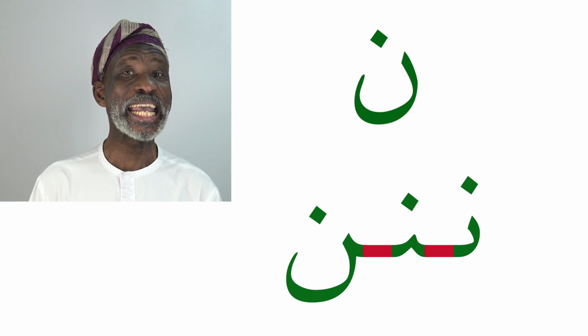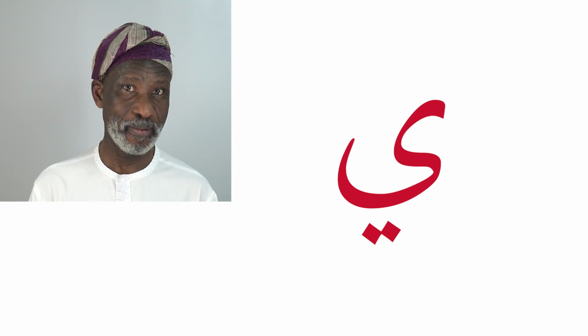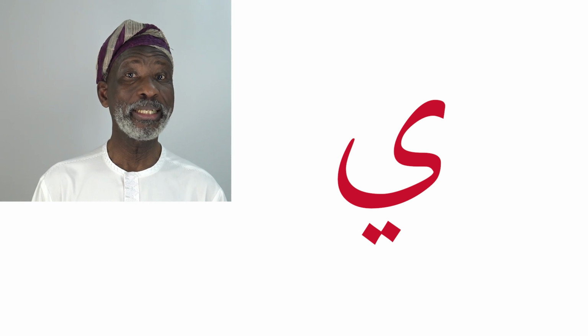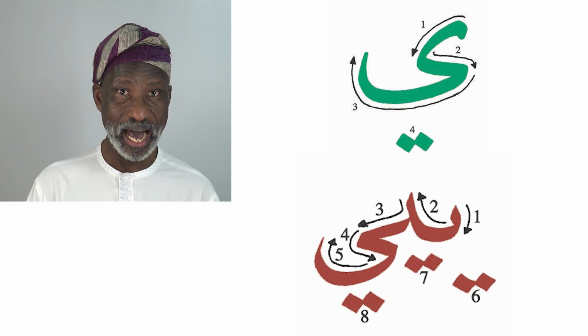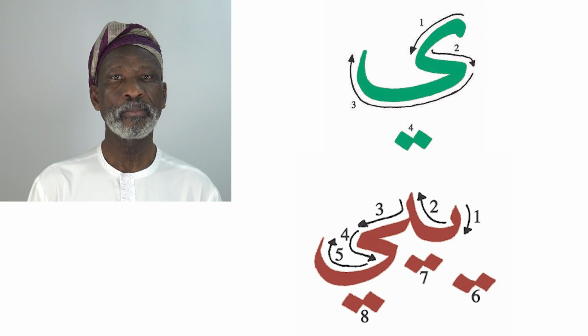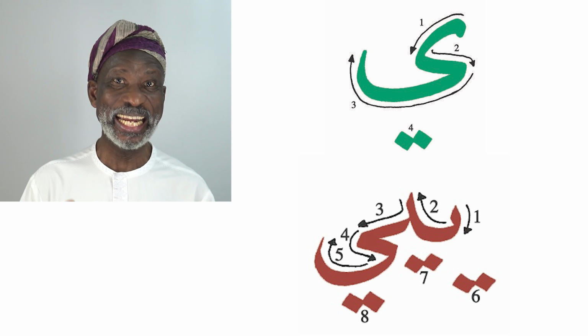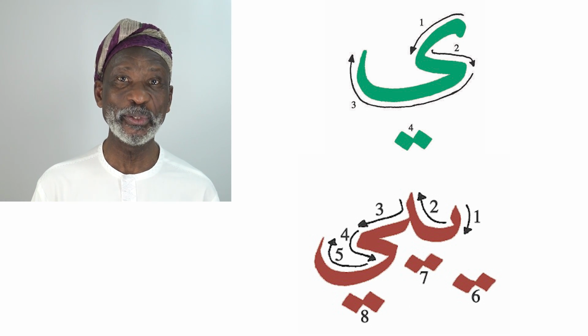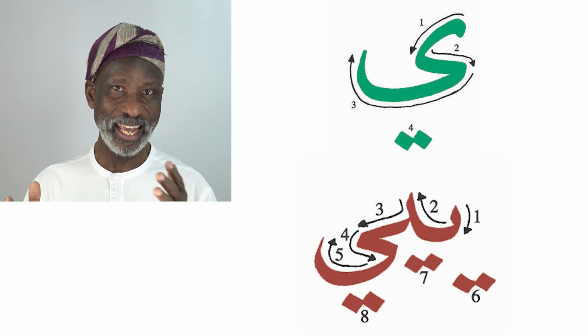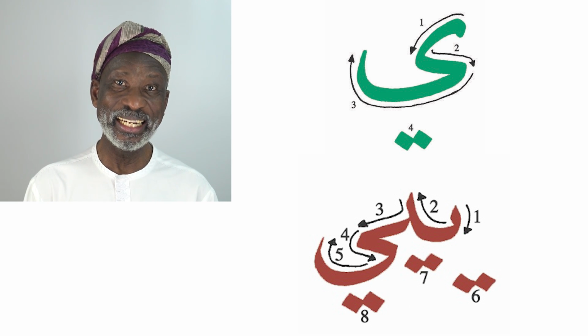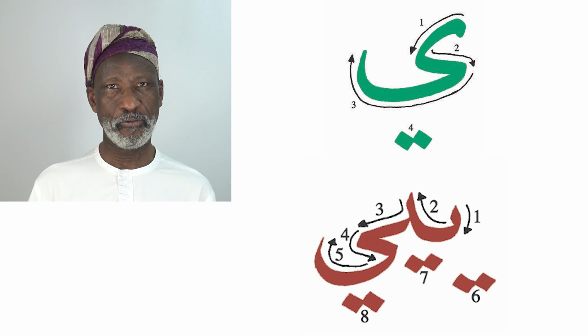is letter Ya. Ya, you may remember, is the last letter in the alphabet. Ya, it's carrying 2 dots below. So this is letter Ya in isolated form and letter Ya joined. Again, watch me demonstrating for you how to write letter Ya in isolated form and Ya joined form.